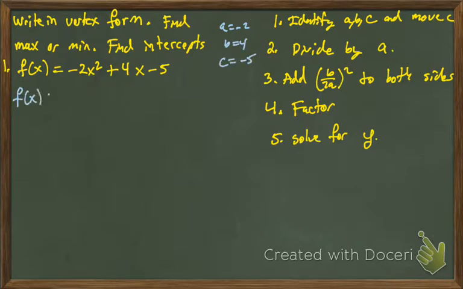We're going to add 5 to both sides to move the c. Okay. Then we're going to divide by a. The a is negative 2, so we have f of x plus 5 over negative 2, and that's going to be equal to x squared minus 2x.